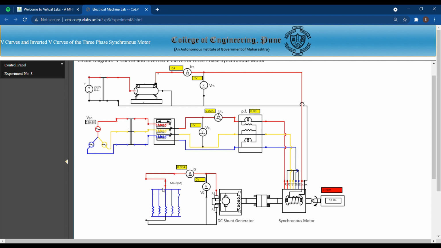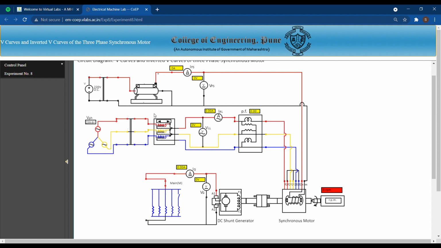Now the DC shunt generator is loaded by this resistive circuit, while this DC shunt generator will load this synchronous motor mechanically. Now again repeat the same experiment we did earlier to plot the V and inverted V characteristics of the synchronous motor at loaded condition.